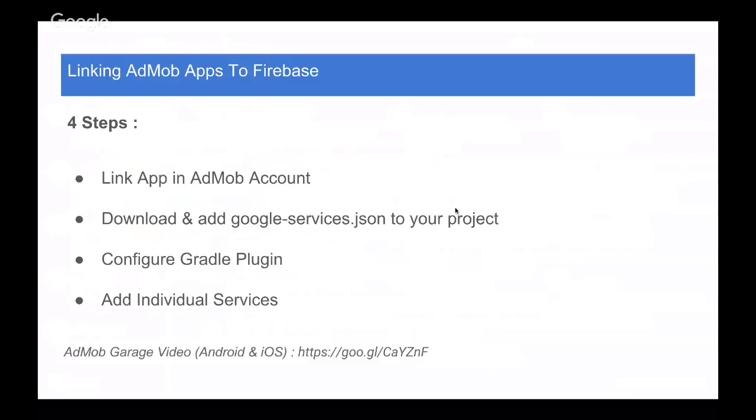So once you link it from the AdMob UI, you will be shown a prompt to download the google-services.json file, which is required for Firebase to function with the linked app. You need to download it and include it in your project. So for example, for Android, you'll need to move and copy this file to the app directory of your project.